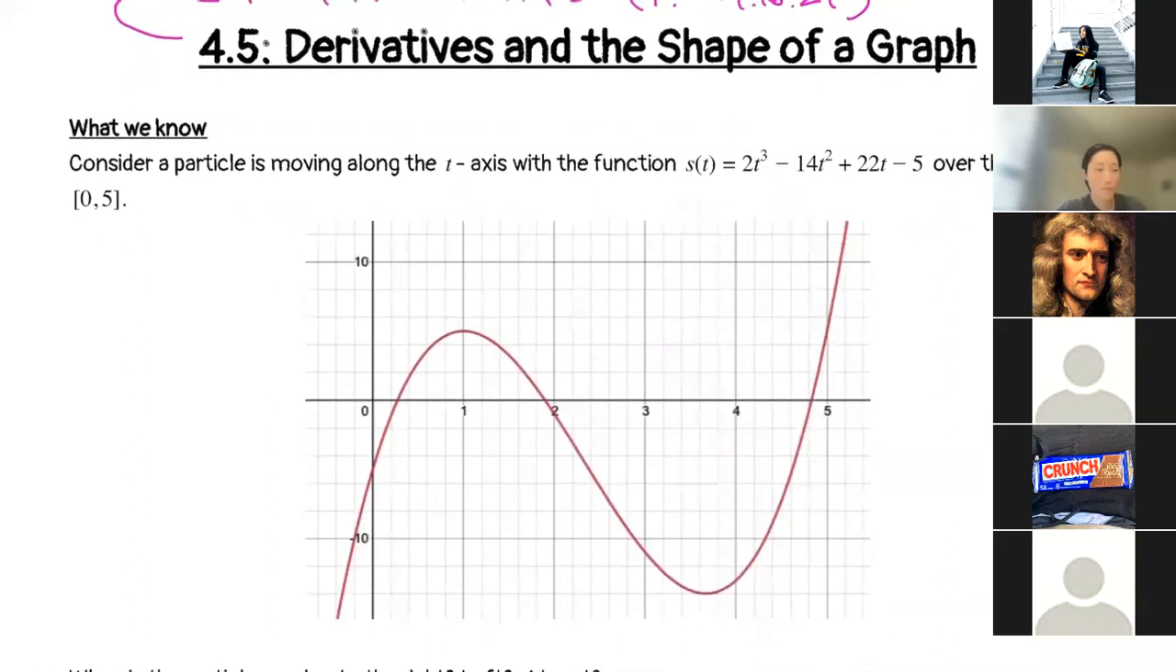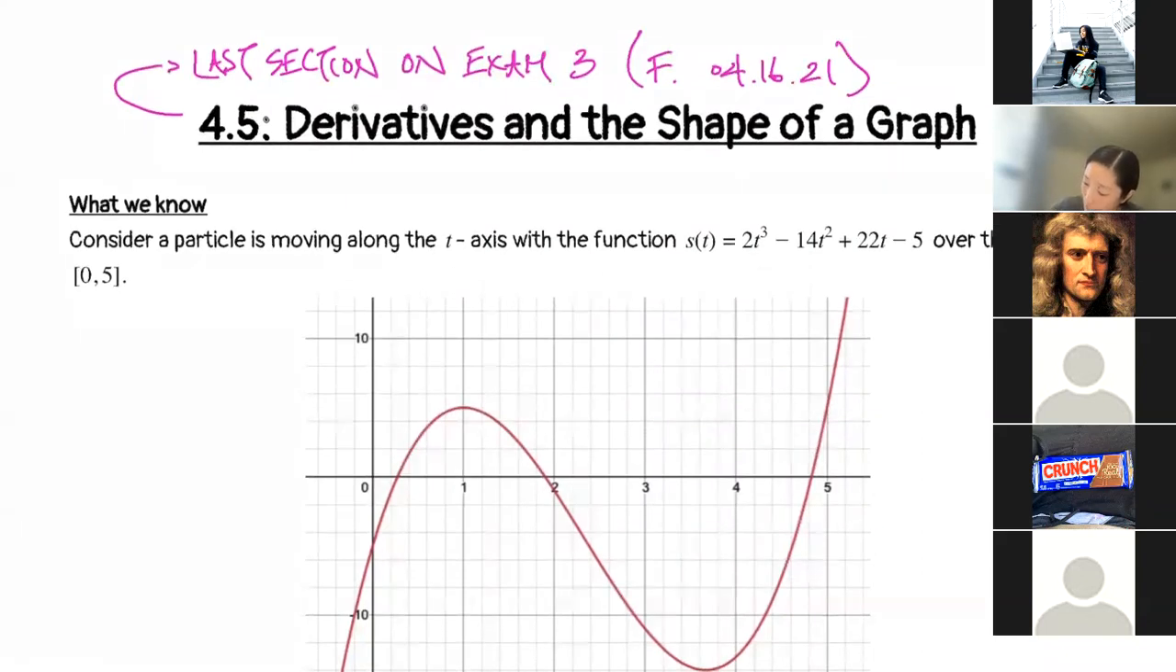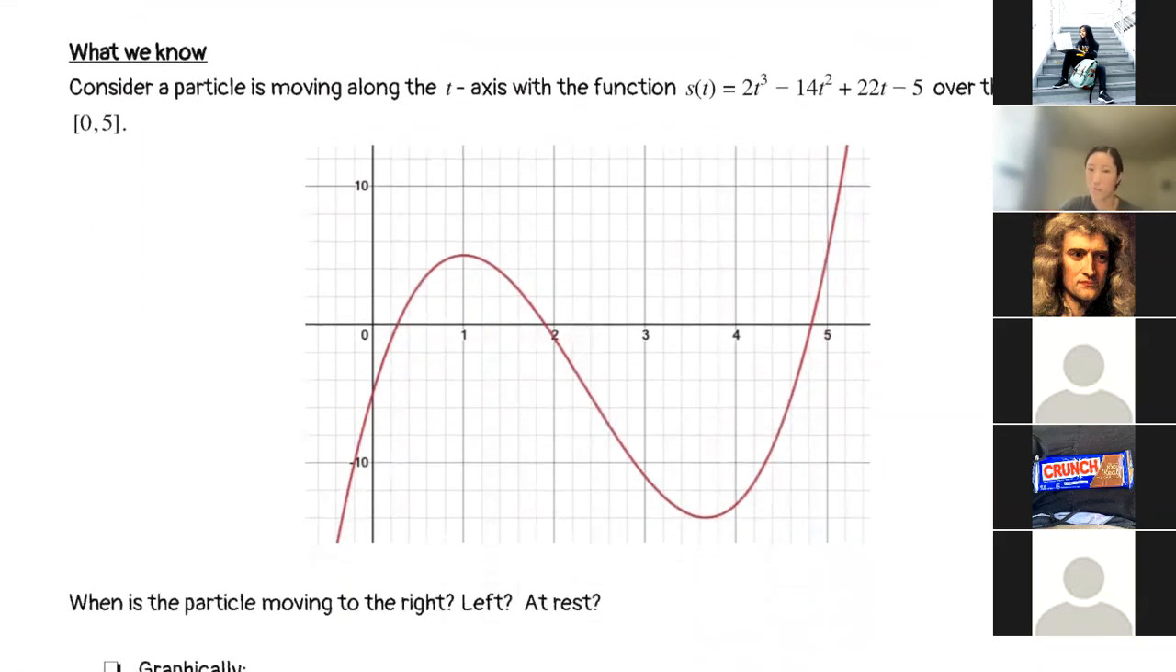All right, so 4.5, today is all about derivatives and how they impact the shape of the original graph. Okay, and so let's maybe add that on here that we're looking at the shape of a graph for the original function. Okay. All right, so we're going to do our what we know and what's new in a slightly different way. Today, we're actually going to answer some questions for our what we know, and then we're going to take a look at a similar kind of question for what's new.